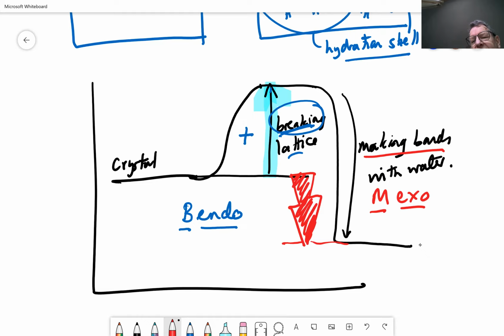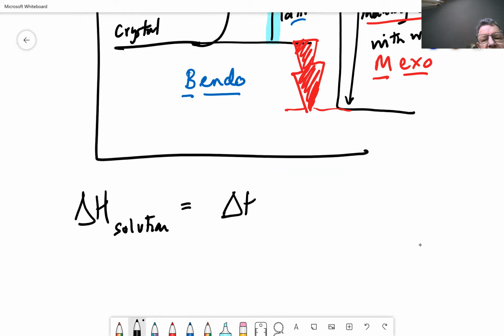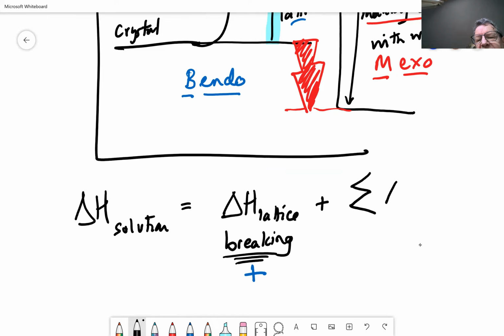So what we have to do is the delta H, when we make a solution, is equal to delta H lattice breaking, that is positive, plus the sum of what we call the delta H of hydration. Now, the hydration is the amount of energy given out when the ions form these new bonds, and this is negative.